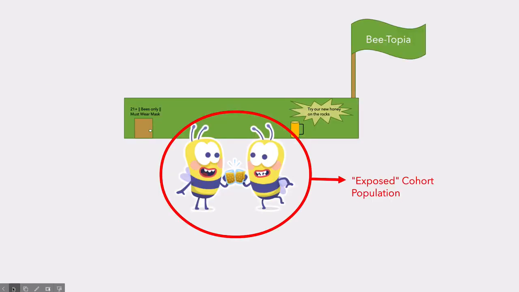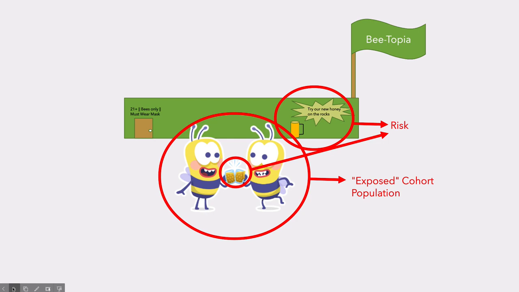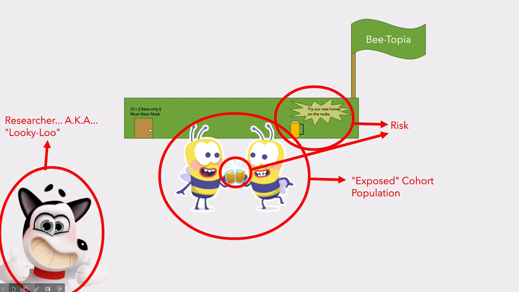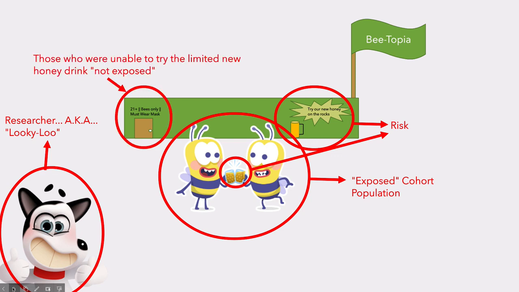Now let's break it down. Here are our exposed cohort population. Now, this is the risk or exposure. The Looky-Loo, Rizikio, he is the person observing and conducting the study. And this is most important, the non-exposed participants. Not everyone in Beetopia took a drink of the new honey on the rocks. So it's very important that you have your exposed population and not exposed population.